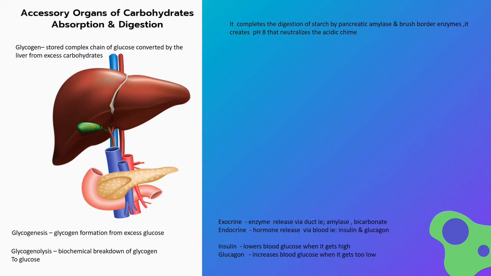And to store the glycogen, it must undergo a process called glycogenesis, where the glycogen is formed from excess glucose. And the opposite of that would be glycogenolysis, where if the glucose is already stored in the liver and the need arises for it to be extracted or converted into glucose again, then the biochemical breakdown of glycogen to glucose is called glycogenolysis.